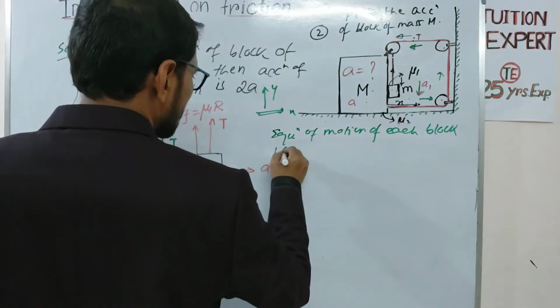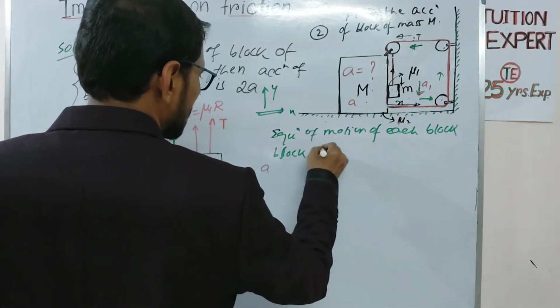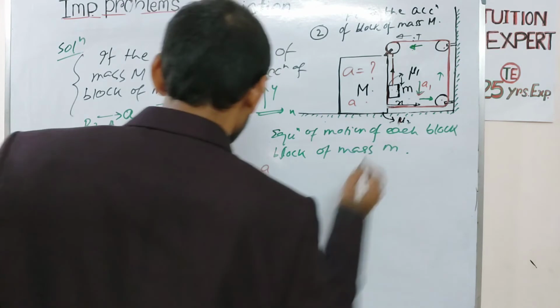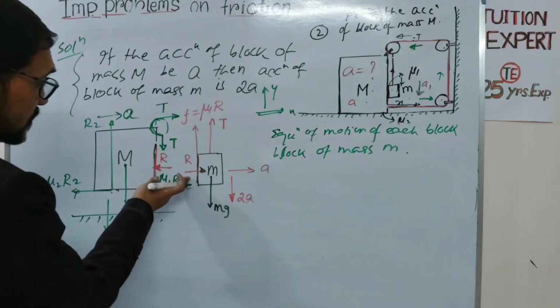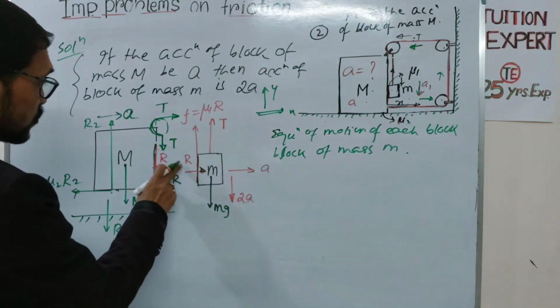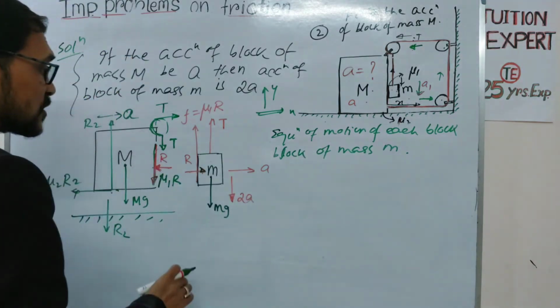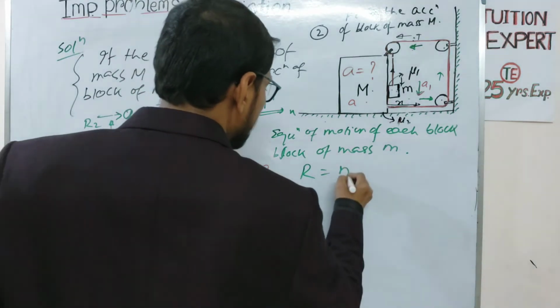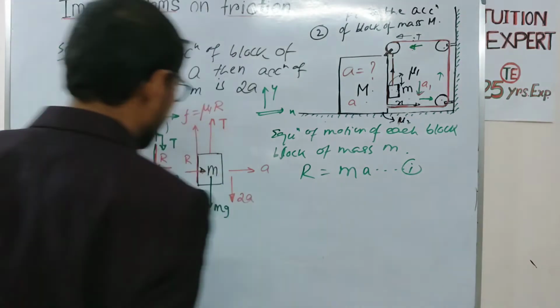First, for the block of mass M, here the force is R. Due to this force, the block moves in this direction with acceleration a. So R equals M into a. This is equation 1.